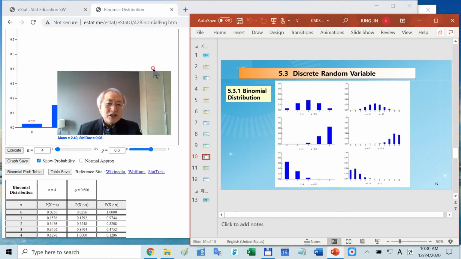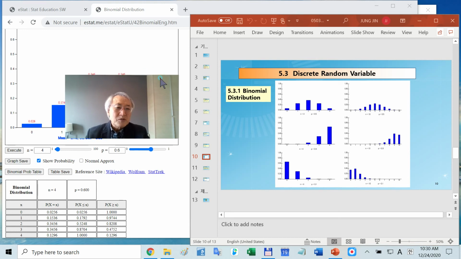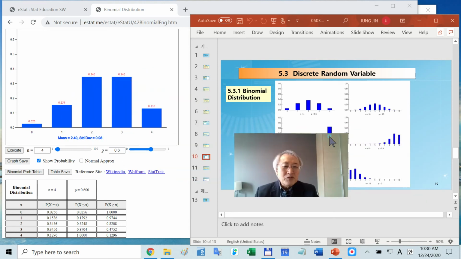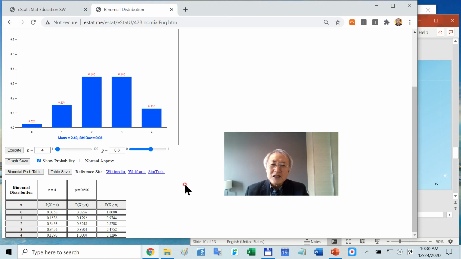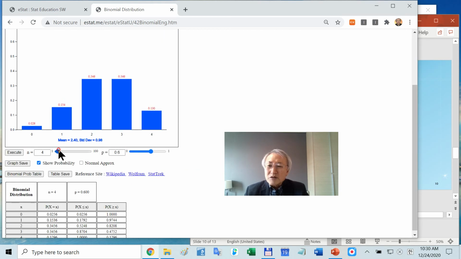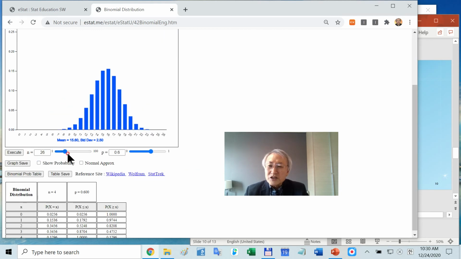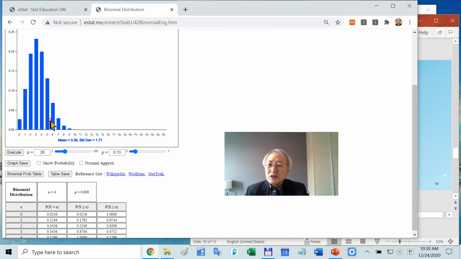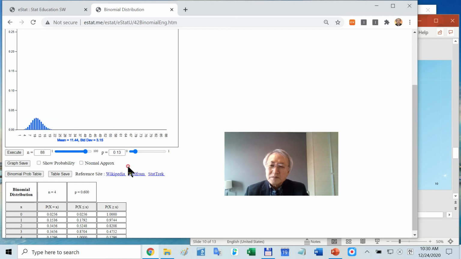Well, you can watch several cases of binomial. Maybe you can practice using E-stat easily. Suppose you switch these things, maybe this is 20. If the success probability is low, although n is 20, it looks like this. Maybe you can increase more, and the success probability like this. You would have a distribution.